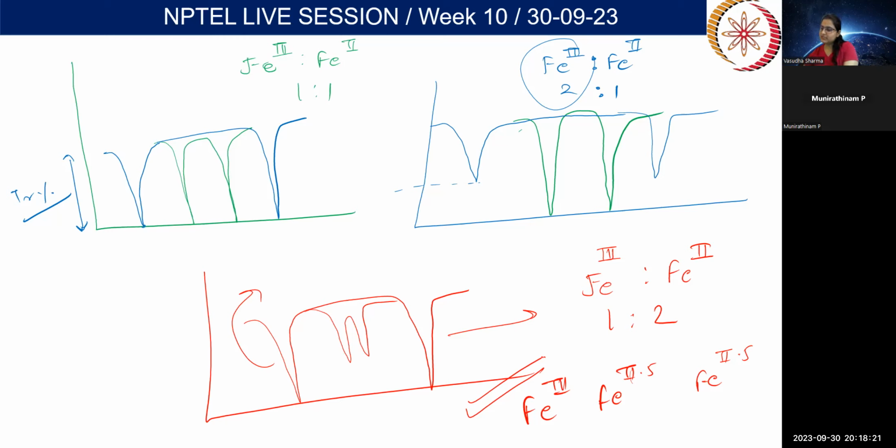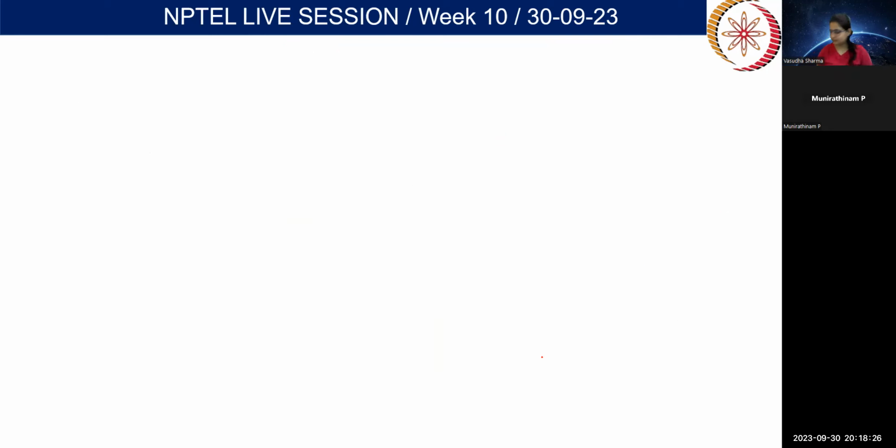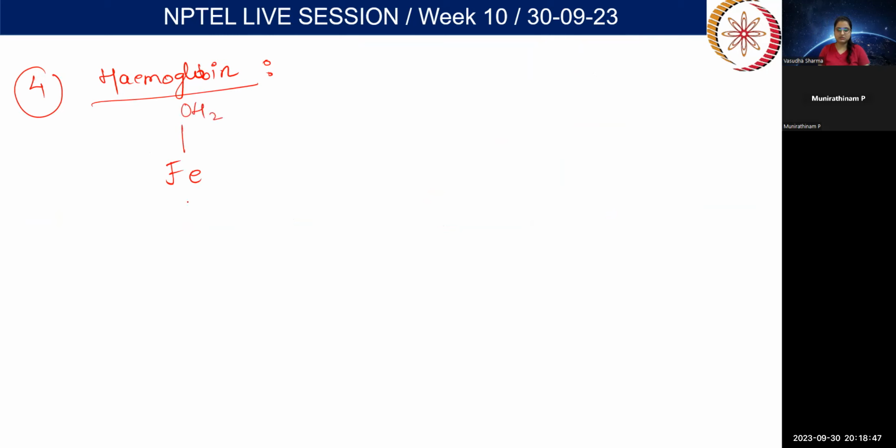Now we have more or less taken all these kinds of examples. One more main example that we generally come across is the hemoglobin example. There has been a lot of ambiguity regarding the oxidation state of iron. We know that in hemoglobin, iron is in the deoxy form. It binds with a water molecule, and there is N-histidine, that amino acid chain over here. And here we say that it exists as +2, right?